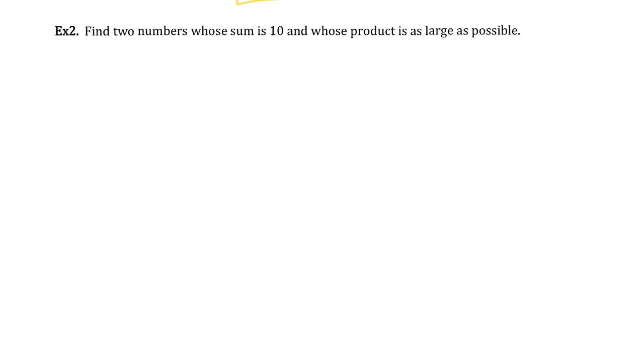It says find two numbers whose sum is 10 and whose product is as large as possible. Okay, I might try to draw a picture, but there's no picture to draw here. So let's write in the equations. Two numbers whose sum is 10. Let's pick two letters. Sum is plus, so x plus y is 10. What am I trying to maximize or minimize? It says they want the product to be as large as possible. Product is times the two numbers.